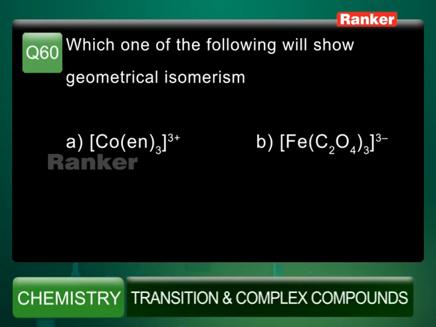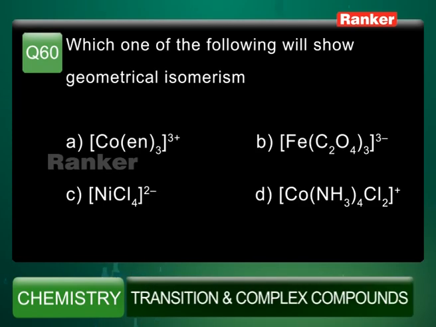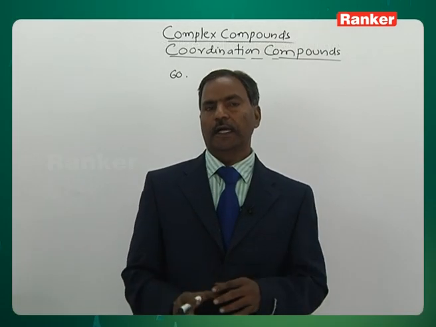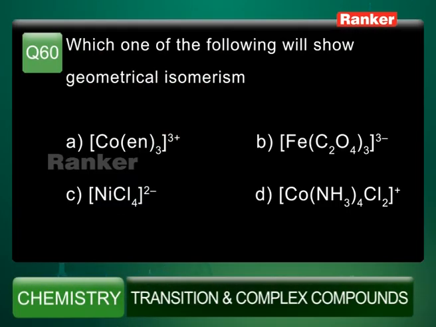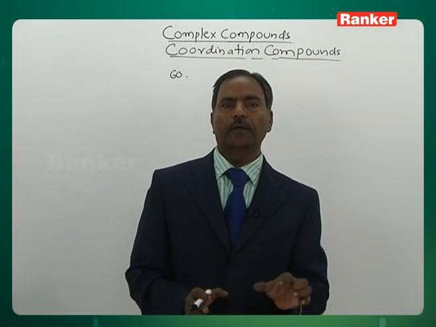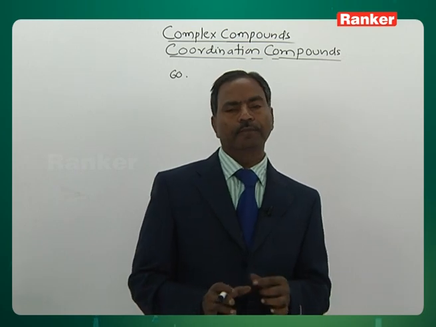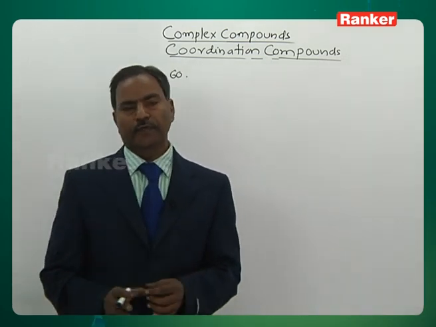Which one of the following will show geometrical isomerism? Option A, [Co(en)3]. Actually, this is a symmetric bidentate ligand. If a symmetric bidentate ligand is there, that never exhibits any geometrical isomerism. Coming to option B, [Fe(C2O4)3]. Yes, this is also an auxiliary ligand, actually a symmetric bidentate, O-O donor. Then this again cannot exhibit geometrical isomerism.